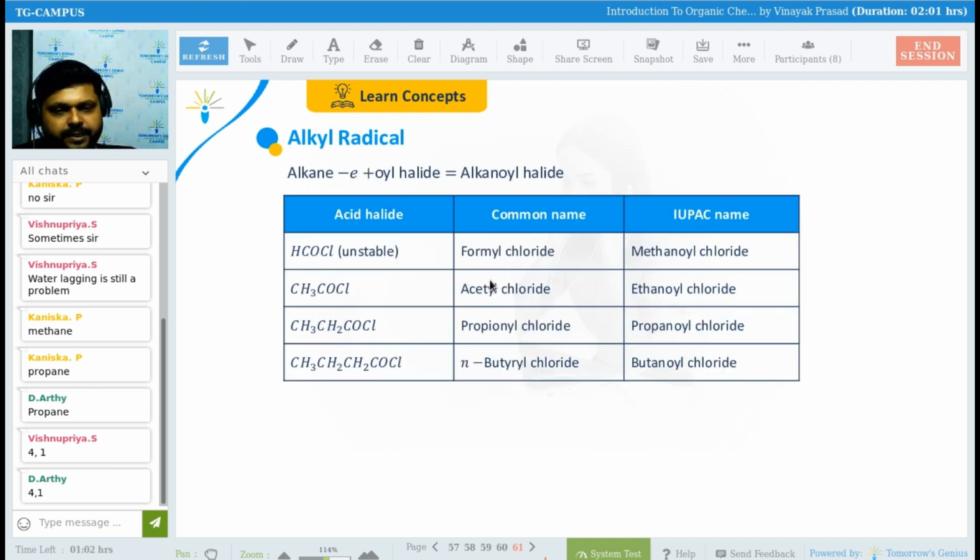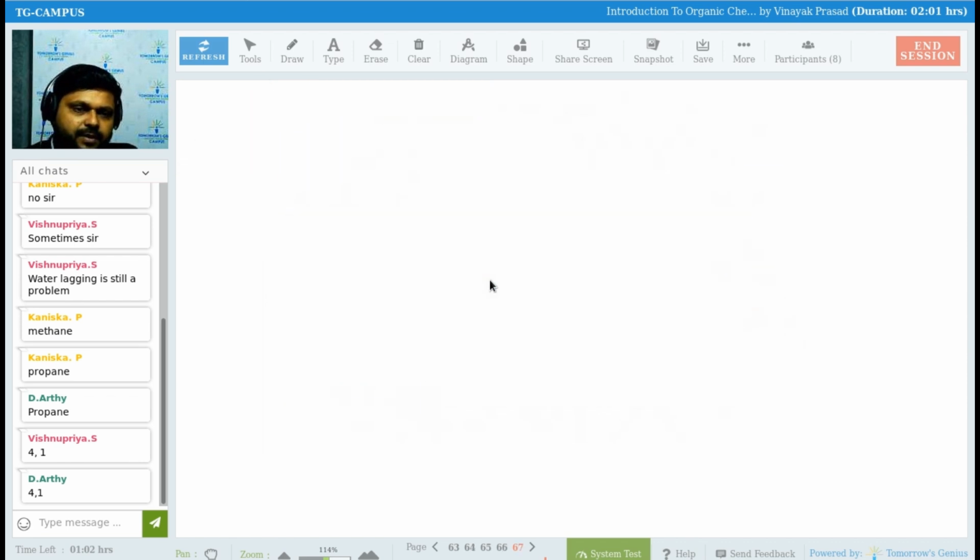Now, see here, the name of these compounds are what? HCOCl, unstable formyl chloride. We will be discussing this later on.